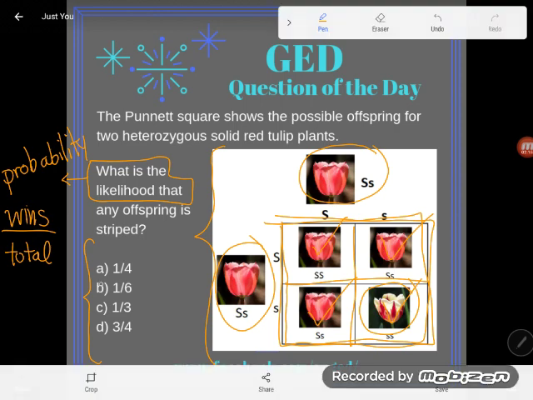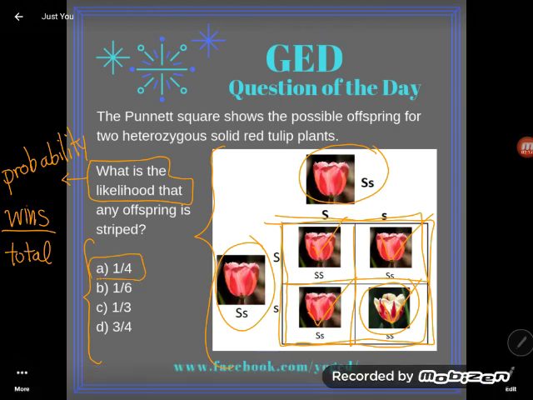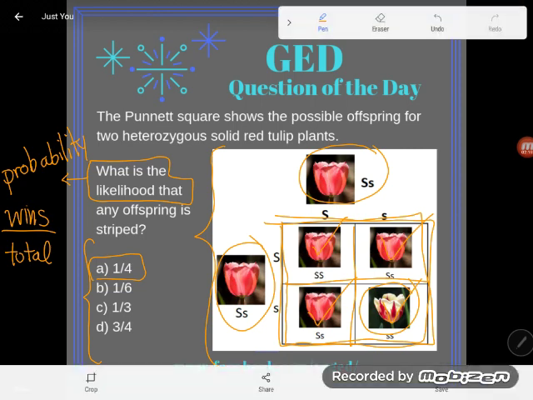What is the likelihood that any offspring is striped? 1 out of 4. Now, I did this problem very simply without knowing much about probability, about Punnett squares, about what it means to be heterozygous. Do we need to know that language for the GED? We do, so stay tuned for the next few questions of the day as we get a little deeper and start doing more of this reasoning without it being done for us in the diagram.